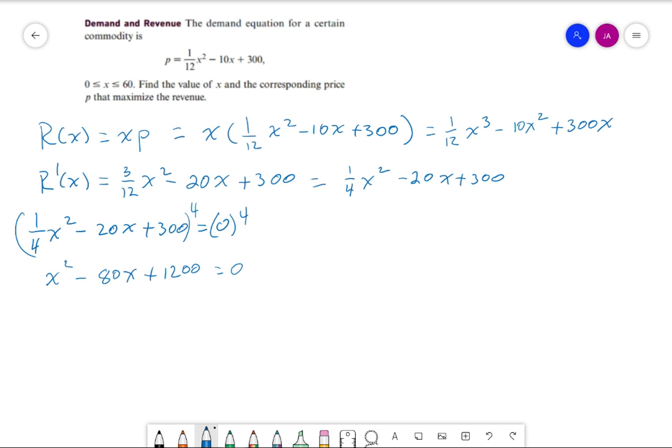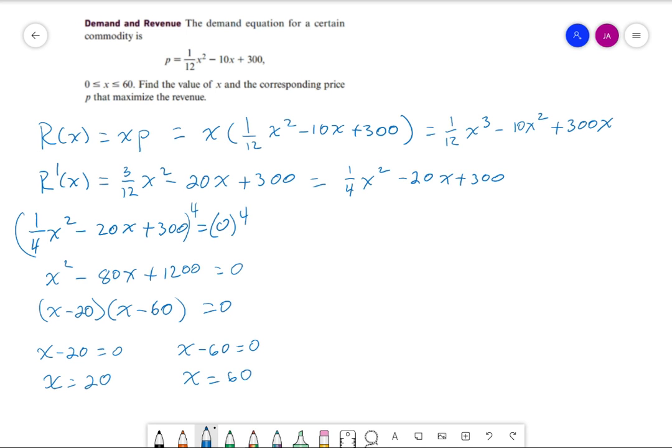0. And then I'm looking for two numbers that multiply together to give me 1,200, but sum together to be negative 80. And I claim that those are negative 20 and negative 60, and so this will factor nicely as x minus 20 and x minus 60. Then using the zero product property, I get that x minus 20 is equal to 0, x minus 60 is equal to 0, and so x is equal to 20 and x is equal to 60.